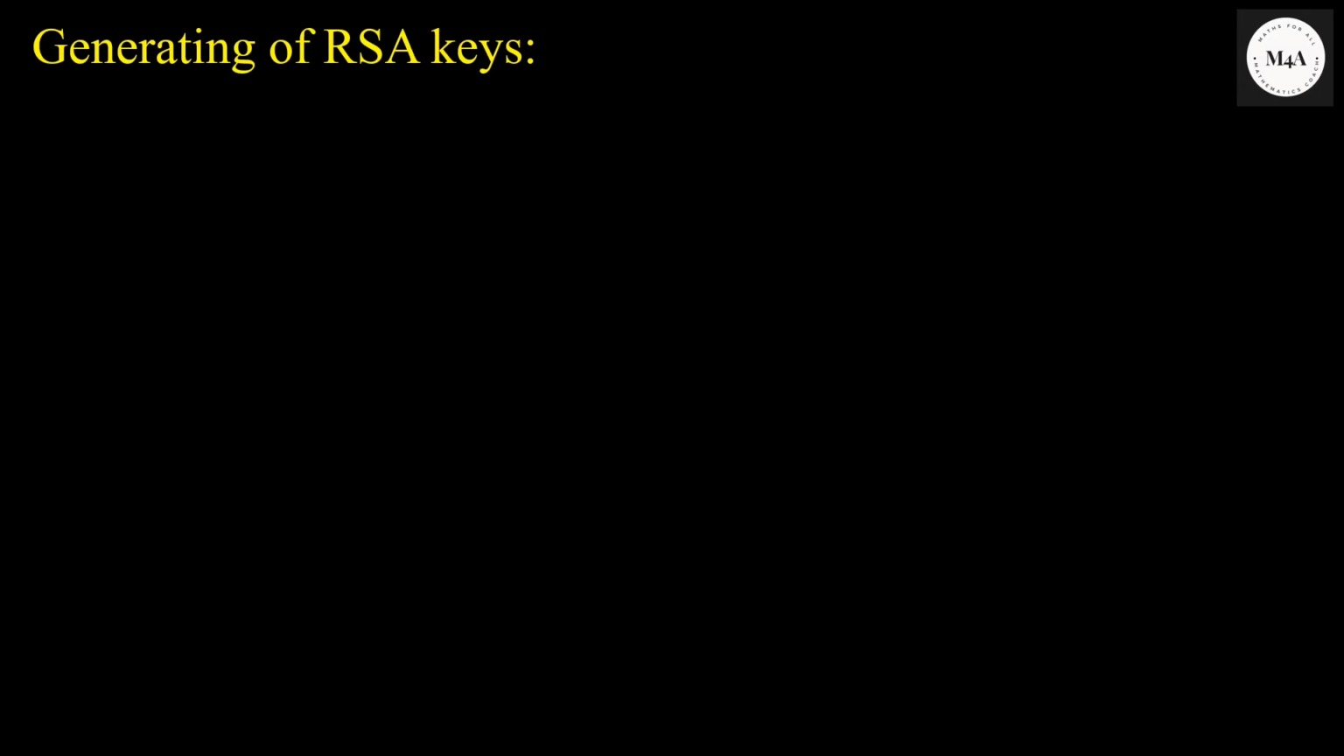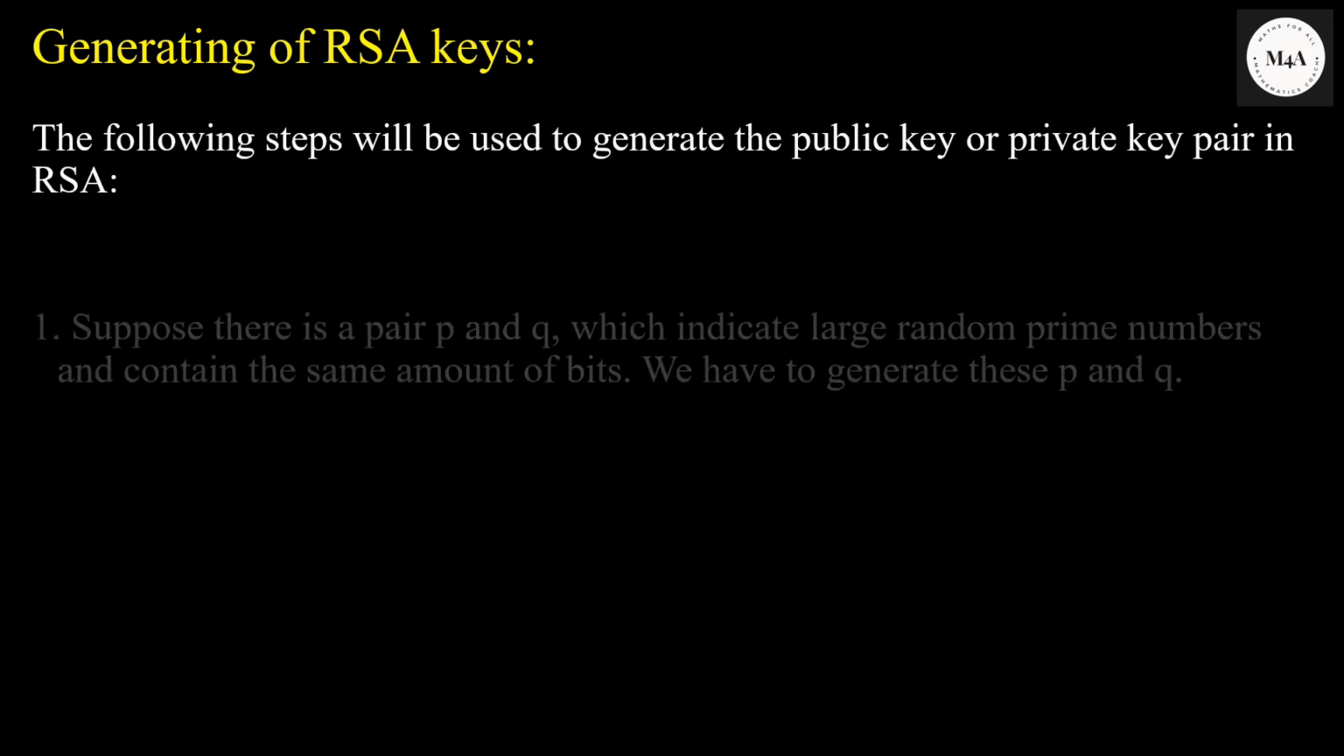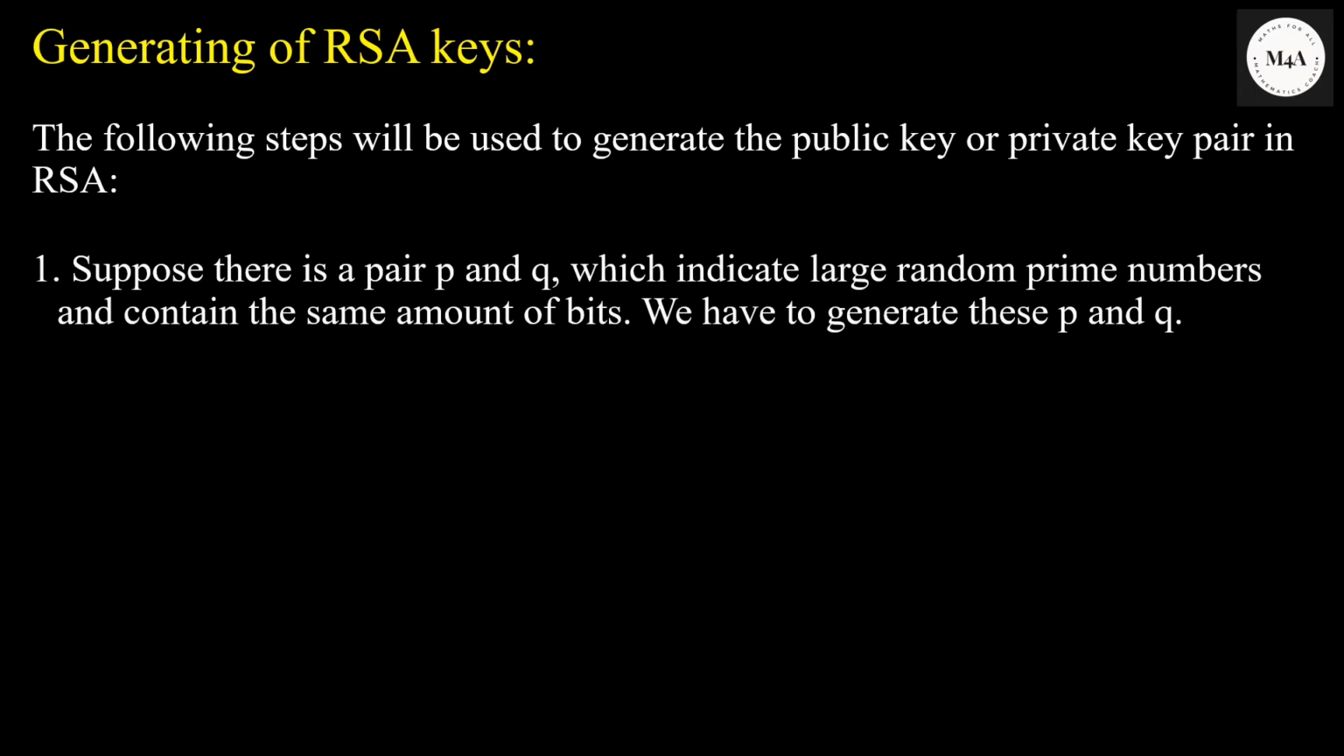Now there are steps for how to generate RSA keys. How should we generate RSA keys? We have to follow some steps. Okay. First one is we have to choose two large prime numbers p and q.